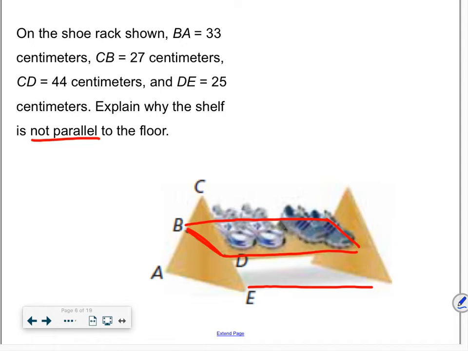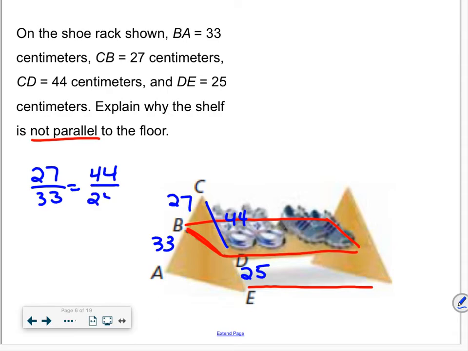It says BA is 33 and CB is 27. CD, so this piece here, is 44. And DE is 25. So if indeed the shelf is parallel to the floor, I should be able to write a proportion that would be true. So I'm going to compare 27 to 33, and that should be equal to 44 over 25. That's the question. Are they equal?